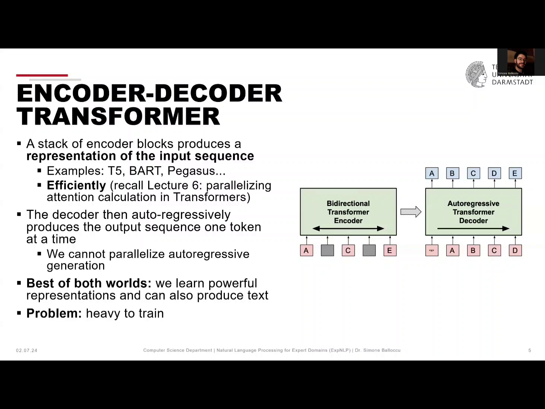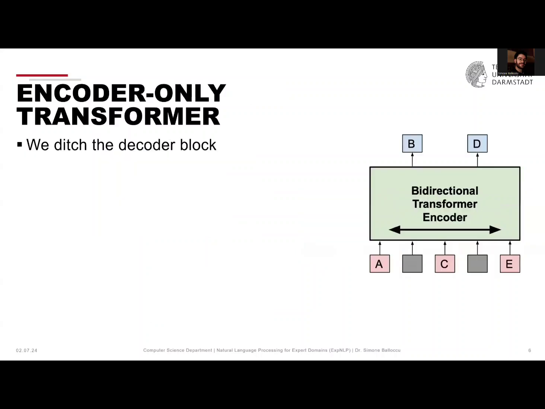The problem is that this is quite heavy to train. In a certain way, it's almost like doing two times the work, because you need to train both the encoder and the decoder. Of course, these are trained jointly during training, but you might say the effort to converge is doubled. Anyway, it's quite heavy to train. Then we have an encoder-only transformer. So we ditch the decoder block completely.